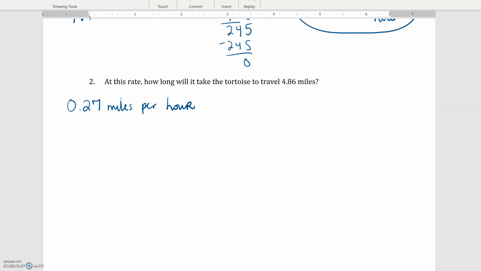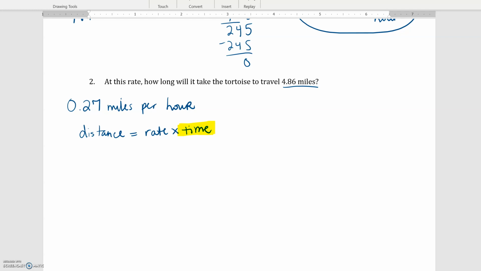So the question now is, at this rate, how long will it take the tortoise to travel 4 and 86 hundredths of a mile? So you may have learned in science class that if you want to find distance traveled, you do the rate times the time. And right now we don't know time. I'm trying to figure that out in this problem.